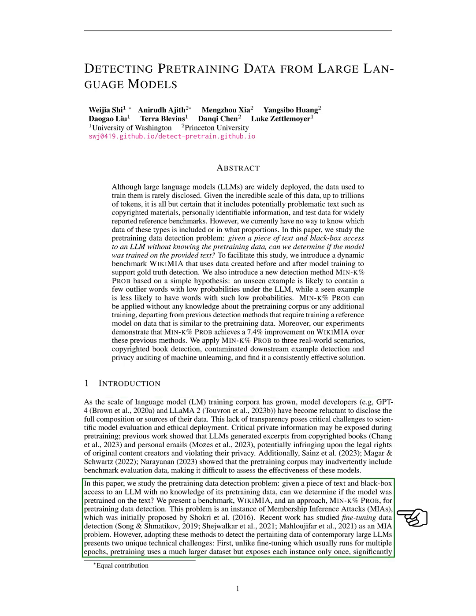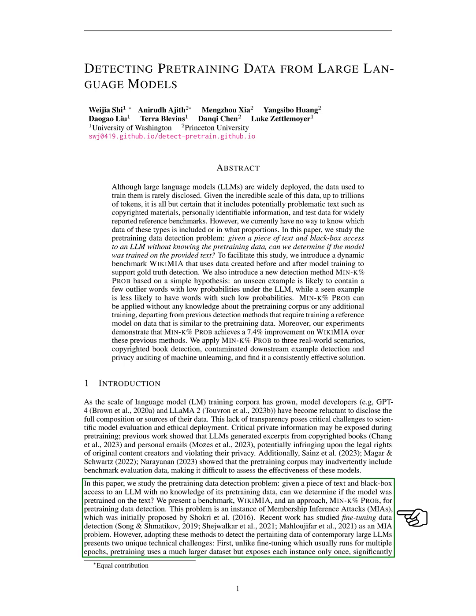In this paper, we're looking into the problem of detecting pre-training data. Given a piece of text and a language model that we don't know the training data of, can we figure out if the model was trained on that text? We're introducing a benchmark, WikiMIA, and a method, Min-K% Prob, to tackle this problem. This issue is a type of membership inference attacks, MIAs, a concept first proposed by.